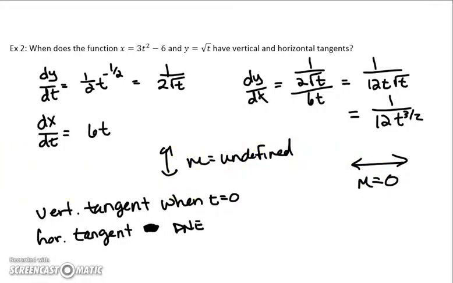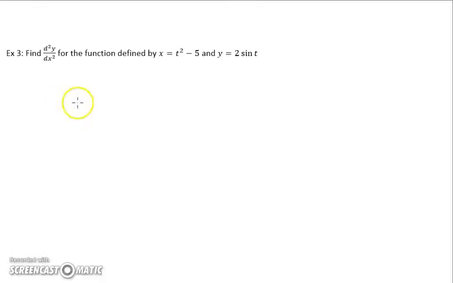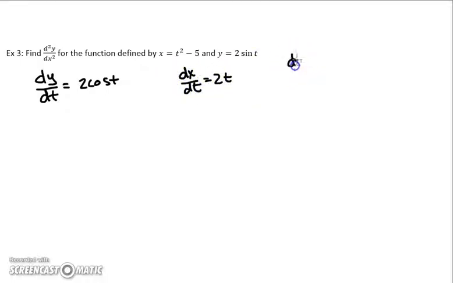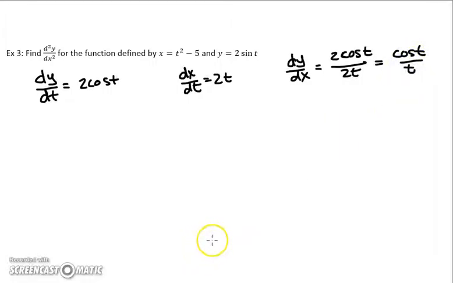So we have one more problem, and that's the second derivative problem. Find the second derivative of y with respect to x twice of the function defined by x equals t squared minus 5 and y equals 2 sine of t. So we've got to start where we have been. The derivative of the y piece is going to be 2 cosine of t. The derivative of the x piece is going to be 2t. So dy/dx is going to be the ratio of those two things, so we're going to divide them. 2 cosine of t over 2t. We can cancel our 2's. Cosine of t over t. So that's the first derivative.